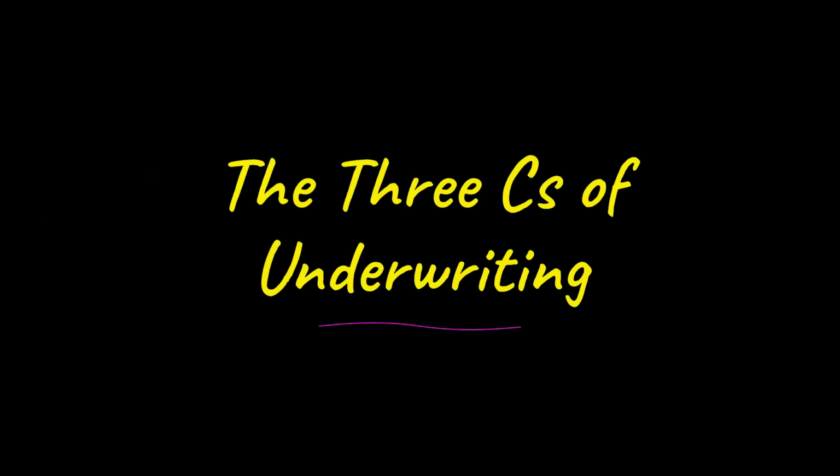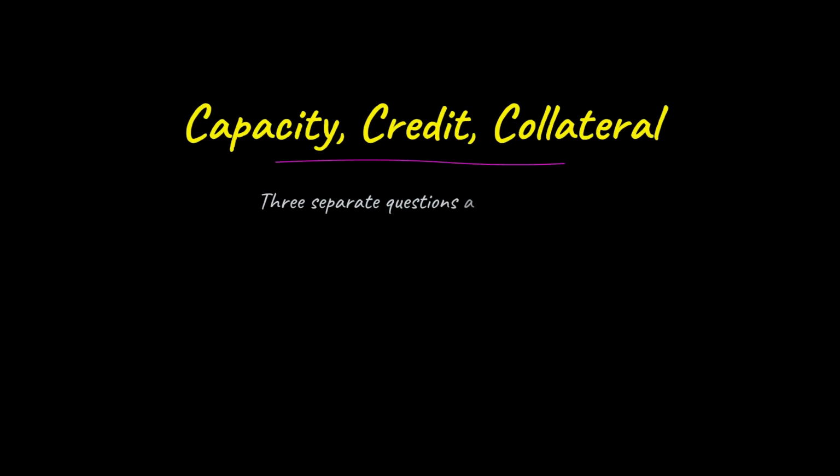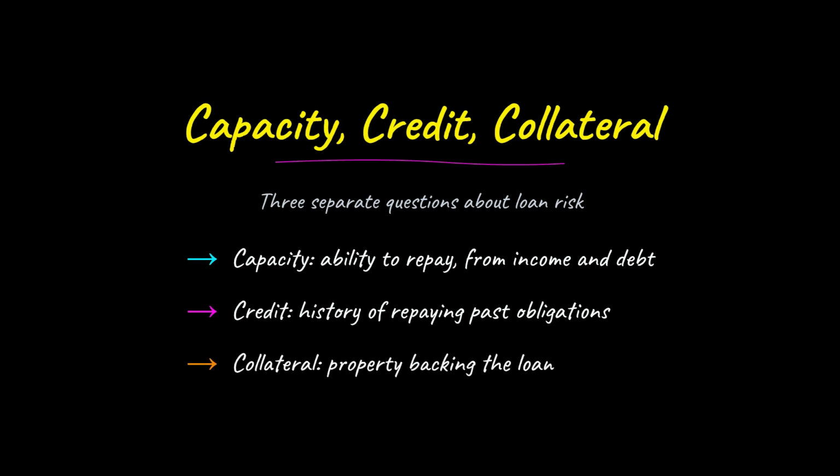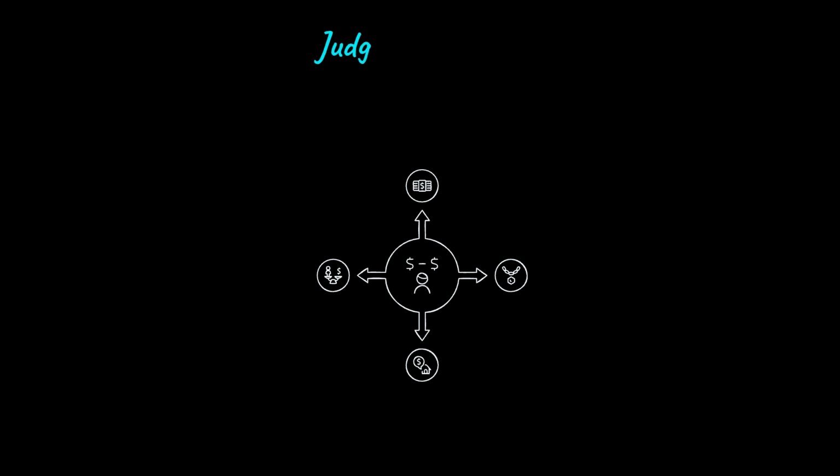Underwriters evaluate every borrower using a simple framework known as the 3 C's. Each C names a distinct factor in the lending decision. Capacity is the borrower's ability to repay. Credit is their track record of repaying. Collateral is the property pledged to secure the loan. Each answers a different question, so a sound decision requires checking all 3.